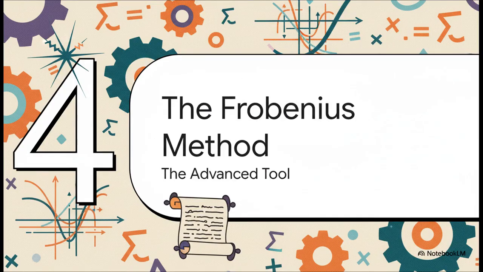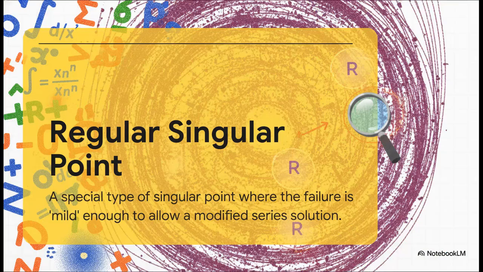So to tackle these tougher spots, we have to upgrade our toolkit. Let's head over to section 6.2 and meet the powerhouse it introduces, the method of Frobenius. It's specifically designed to handle a special class of these singular points. Now, here's the key insight. Not all singular points are equally bad. The Frobenius method is built for what we call regular singular points. These are places where the problem is, let's say, mild enough that we can still find a solution if we just tweak our series approach a little.